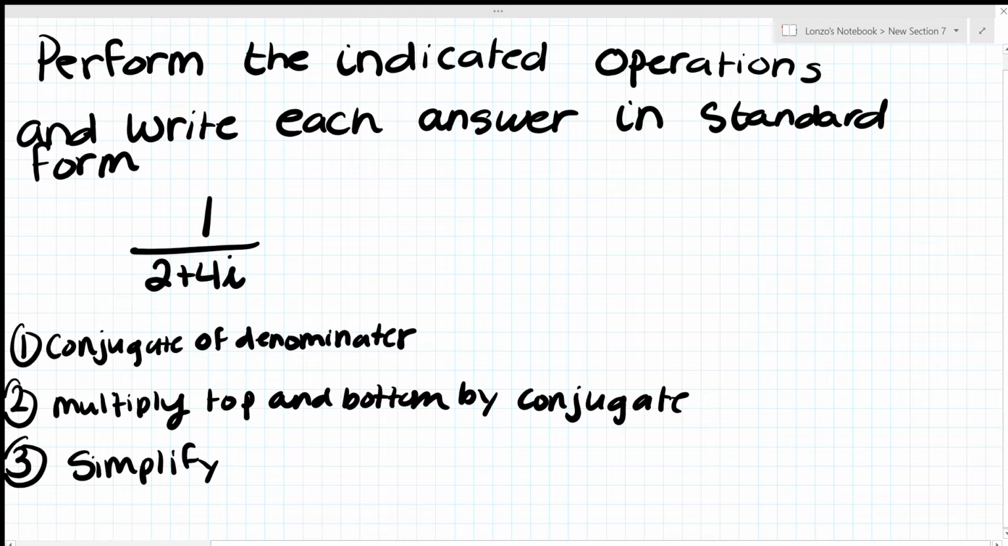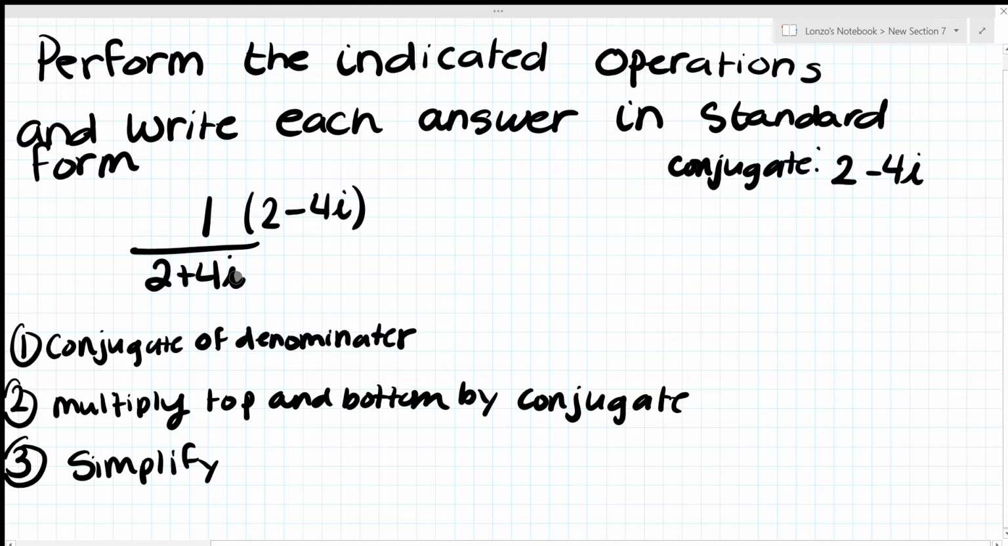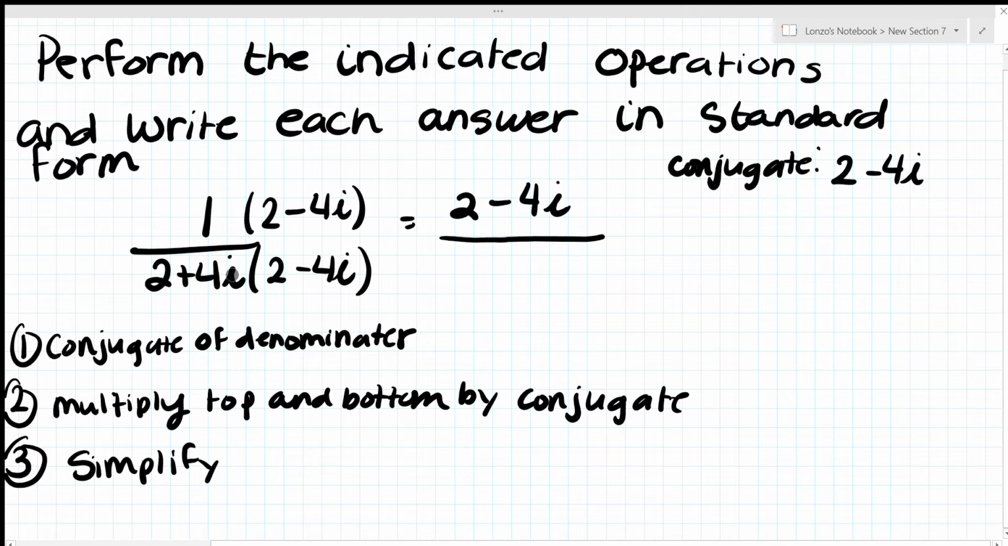So, okay, what would be my conjugate? We look at our denominator, it's 2 plus 4i, so the conjugate of that is 2 minus 4i. Now you just multiply top and bottom by that. So the 1 times 2 minus 4i is just 2 minus 4i. Divided by, now this is what's called the perfect square, so I don't have to FOIL. It's a squared minus b squared, and we know our a is 2 and our b is 4i. So 2 squared is 4 minus 16i squared.